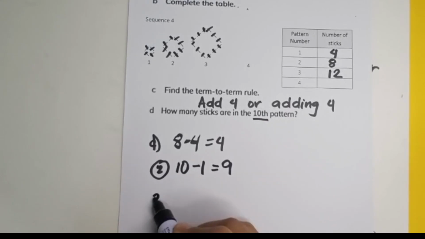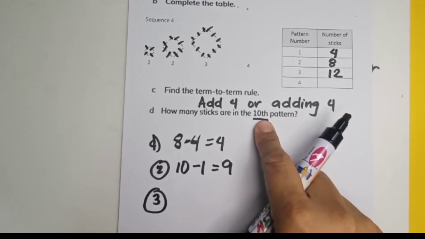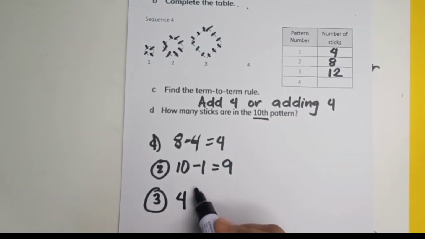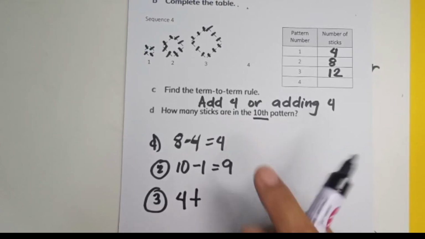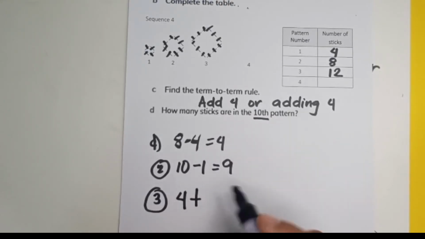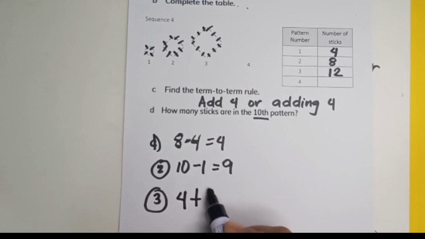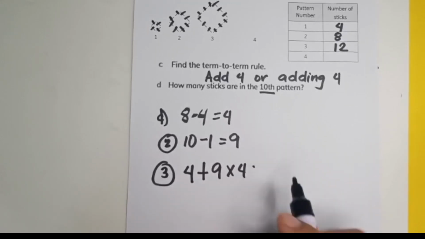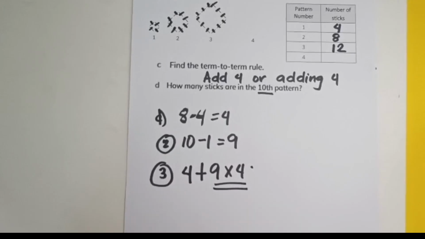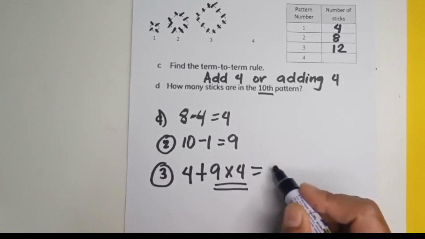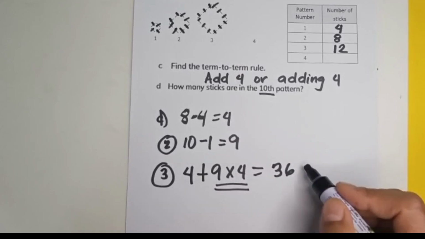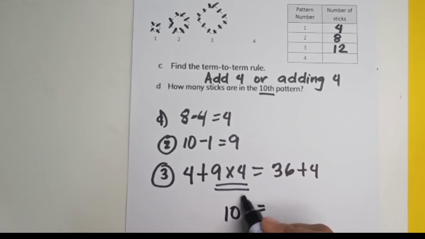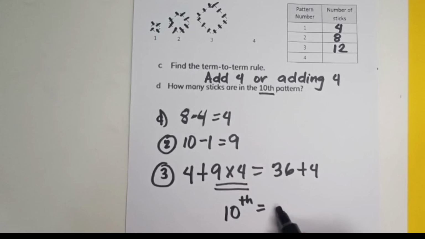The third step for us to find the 10th pattern is to take the first term, which is 4, plus the common difference and jump size, no problem which order, because you are going to multiply them together. So we have 9 times 4. Again, following the rules of BODMAS, I'll do first 9 times 4, which is equal to 36, plus 4. That will give me 40. So the 10th pattern will have 40 sticks.